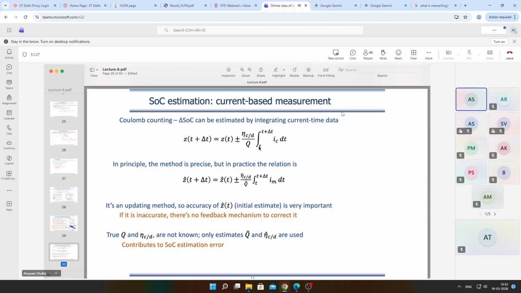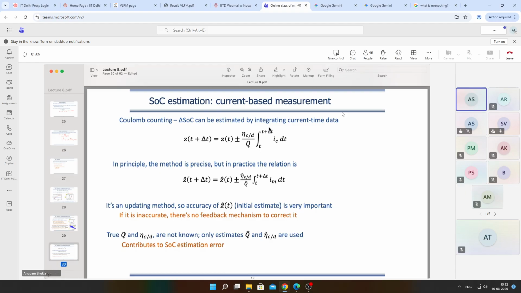Okay. So what is inside the integral is the amount of charge which has flown out of the battery or flown into the battery. Okay. And this we are calling IC. Okay. So inside a cell, divided by Q. So this is the change in the charge of the cell. We divide by Q. Why? Because the SOC is defined as the charge of the battery divided by the total capacity. So this is the change in the charge divided by the capacity.